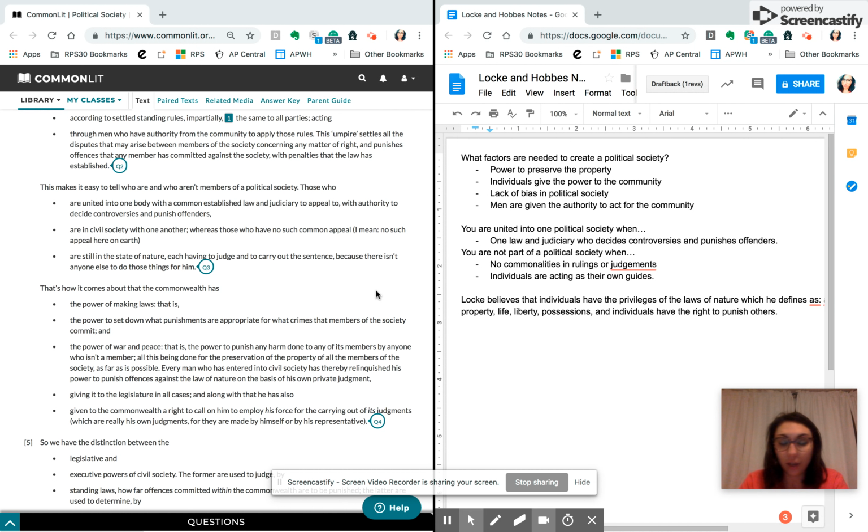So you can see I could go through this entire article, but the same thing happens no matter what paragraph I'm in, right? I'm taking notes. You'll see that I don't have a ton of information written down, but what I do have is going to give me a very clear reminder of what Locke really believes.